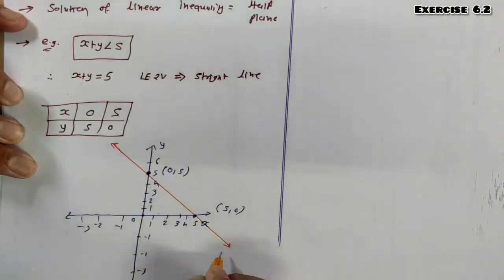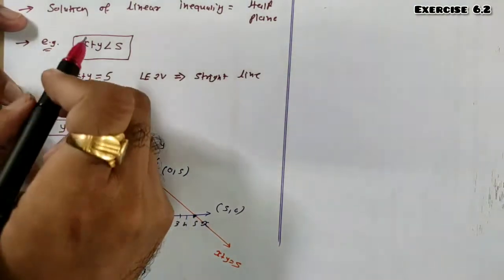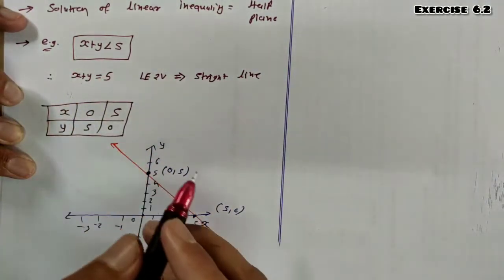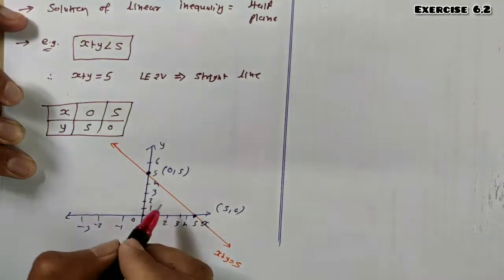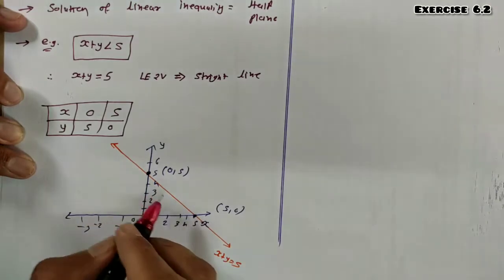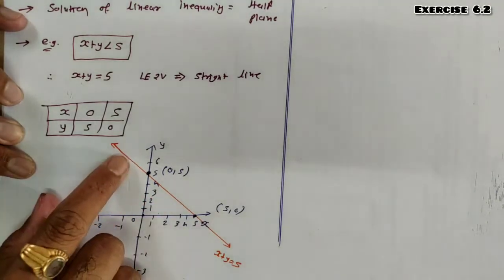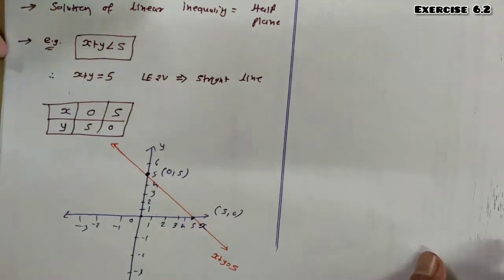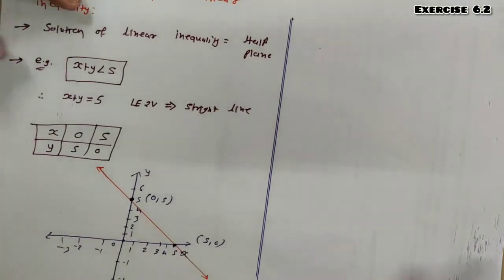So this is the solution of the equation x plus y equal to 5. This is the representation of the solution of a straight line in a graph. But here our question is to represent this inequality graphically. So what is the meaning of this inequality? If we draw a line in a plane, that line will divide our given plane into two half planes. Here you have to consider the definition of half plane.